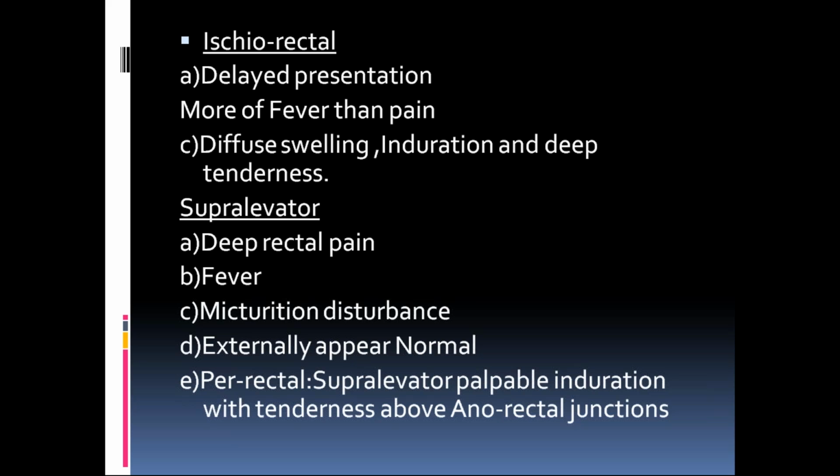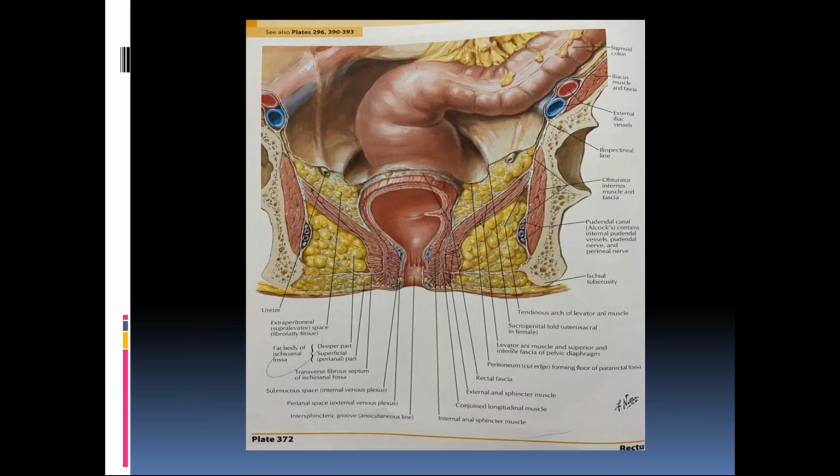Whereas in supralevator abscess you will see nothing. Patient will have some deep rectal pain, because the supralevator space is above the anorectal junction. This is the anorectal junction, and above it is the supralevator space. So patient will have some deep rectal pain which is unexplainable, which cannot be appreciated by the clinician also, because it cannot be visualized.